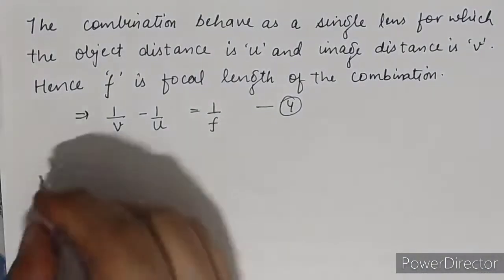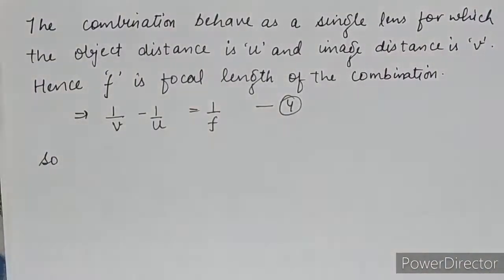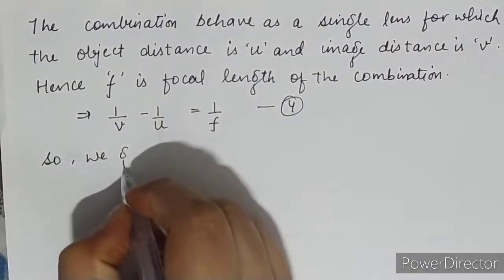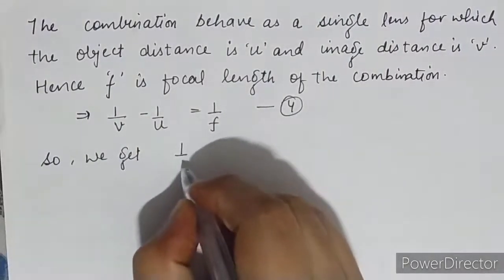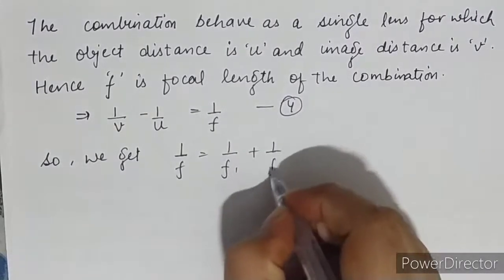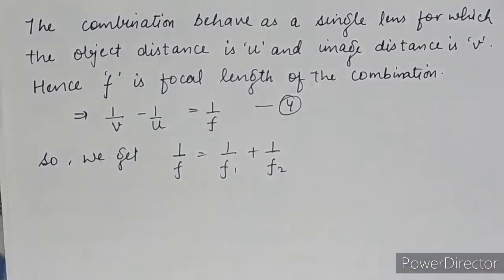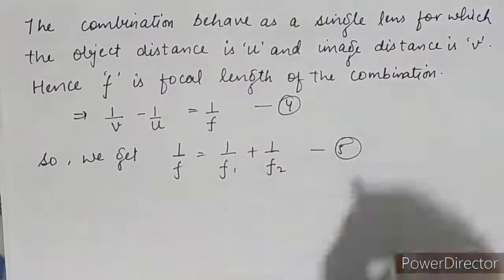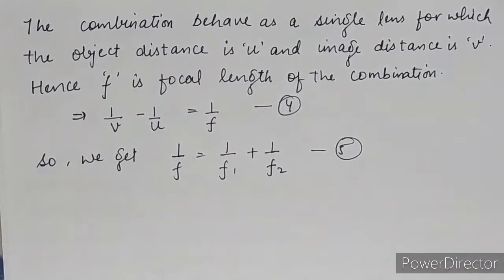Okay. So, when we compare equation number 3 and equation number 4, what do we get beta? We get that the focal length is the combination of the focal lengths of the two thin lenses. This will be equation number 5. So, the combination of many focal lengths. Okay. So, what will be the result?